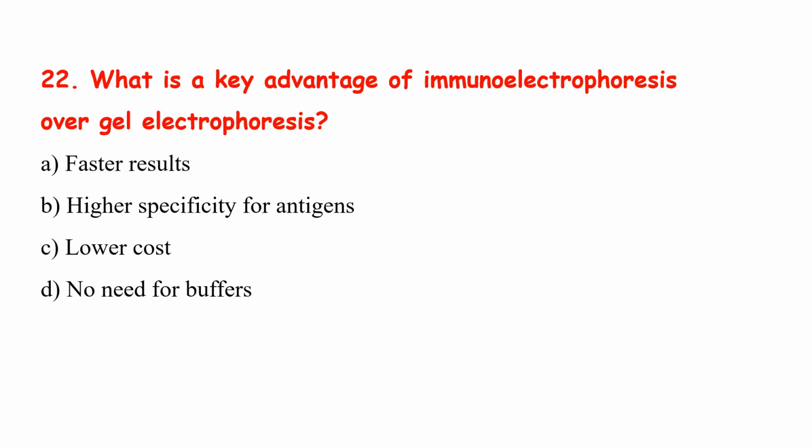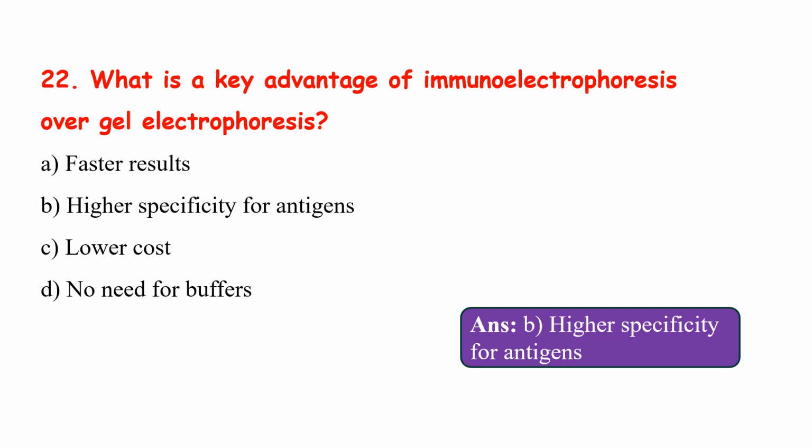What is the key advantage of immunoelectrophoresis over gel electrophoresis? Faster result, higher specificity for antigen, lower cost, no need for buffer. The correct answer, higher specificity for antigen.